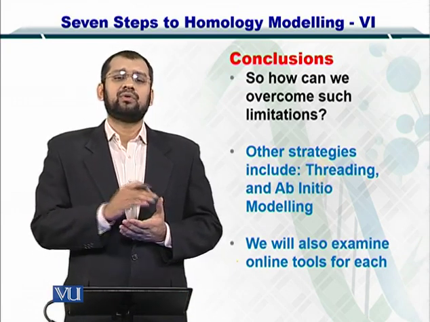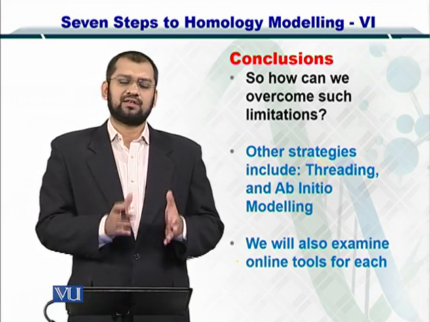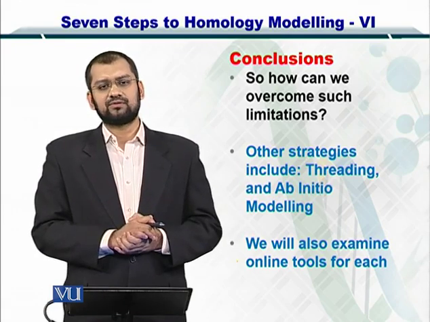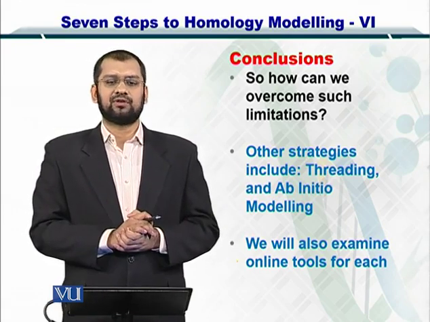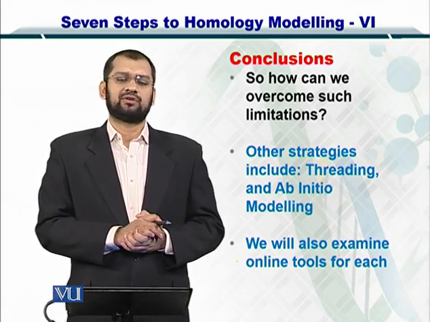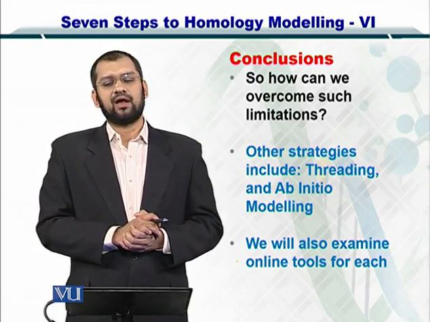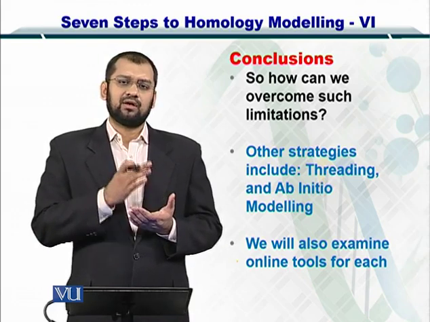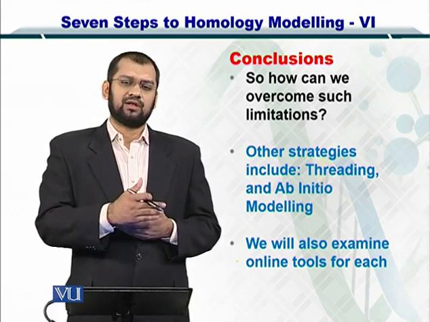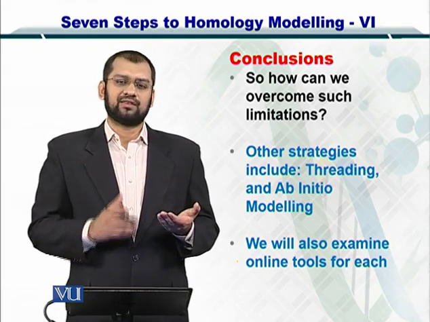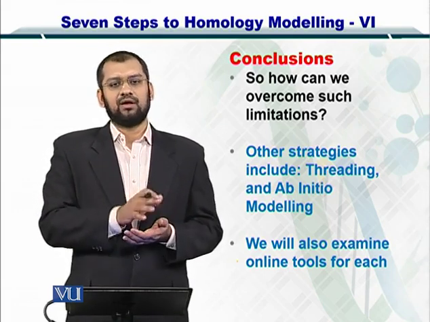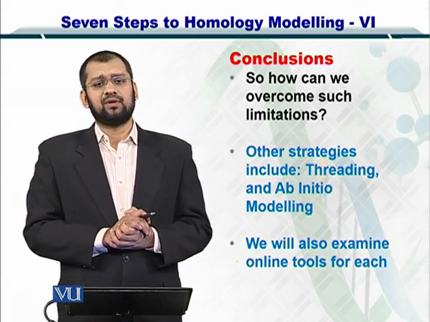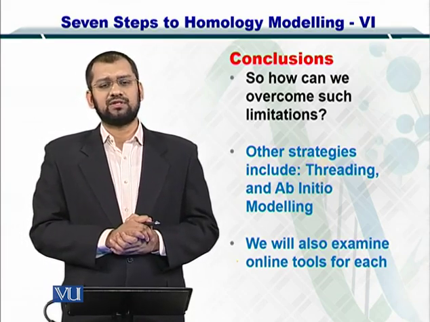Now, how do we overcome these limitations that are set in place because we are using a template structure? So there are two other ways for the prediction of the protein structures as well. One of them is called threading, and the second one is ab initio modeling. We'll look at these approaches later, but the point here is what to do if homology modeling fails, and therefore you also have other methods to predict the protein structure instead of homology modeling. So we will examine the online tools that are available for each one of these strategies later as well.